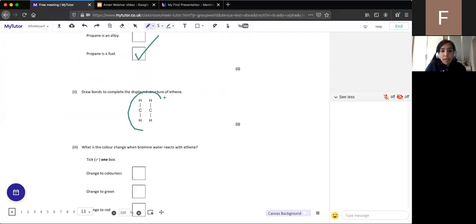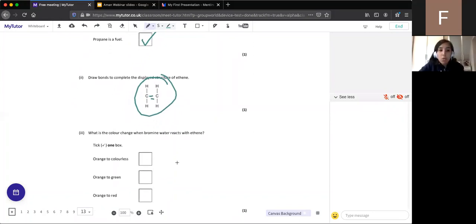What's missing here to produce ethene? What's missing from the structure? It's ethene. So what's missing? Good. The double bond. That's all that's missing. So you just need your carbon-carbon double bond there, like that.